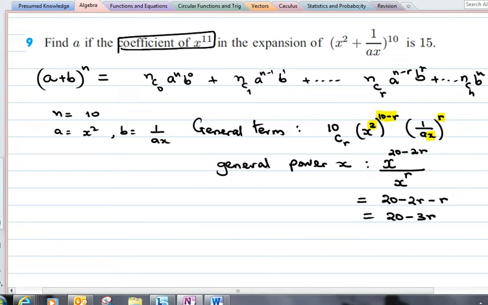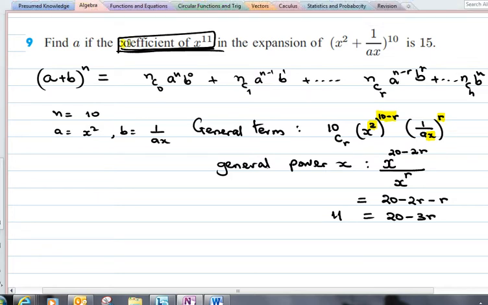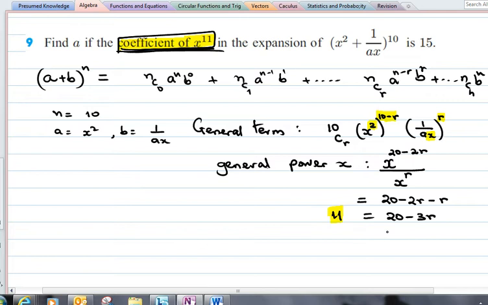Now this power of x in the particular situation we are interested in needs to be equal to 11, because we are looking for the coefficient of x to the power of 11. So that's why we are equating that power of x to 11, and therefore we can solve that and find that r is equal to 3.